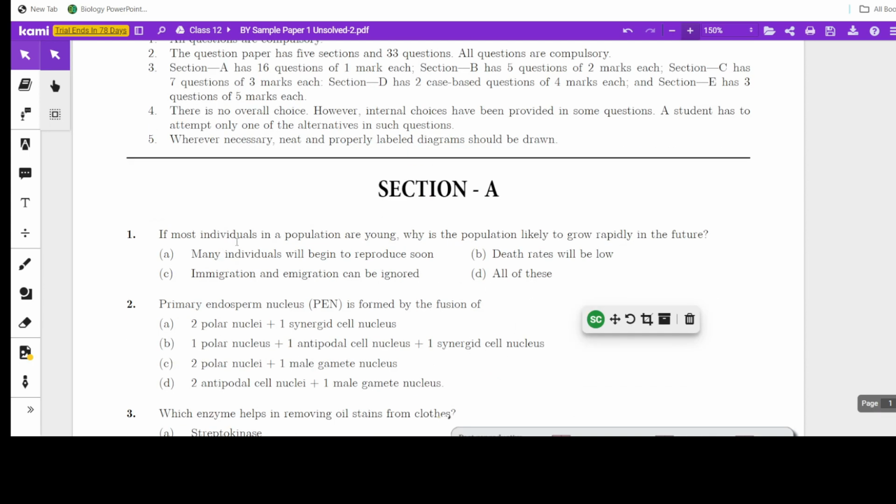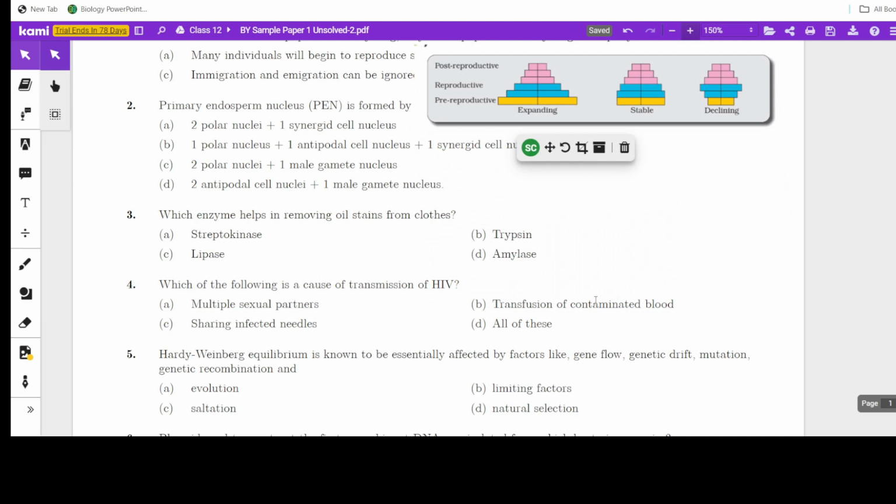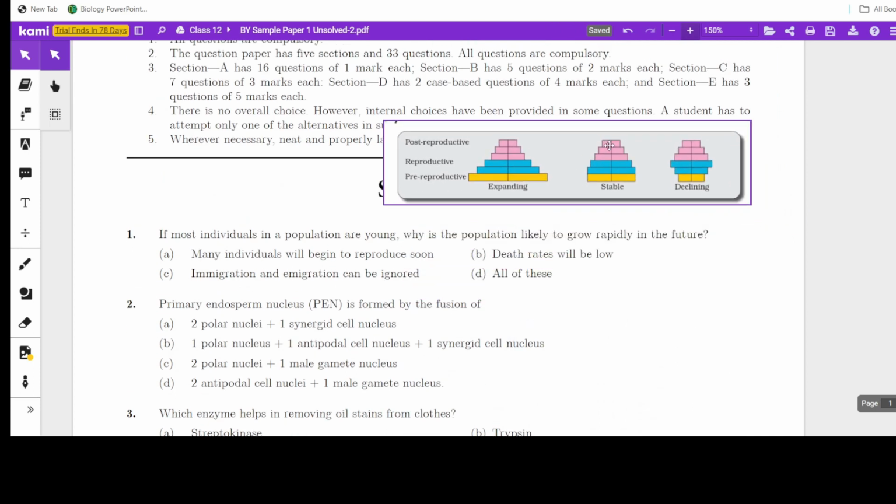If most individuals in a population are young, why is the population likely to grow rapidly in the future? You guess which chapter? Yes, organisms and population. So what are they talking about? Actually, they are talking about this age pyramid, okay? So did you get that? What are they talking about? If most individuals in a population are young, why is the population likely to grow? So they are talking about the growth pyramid or age pyramid.